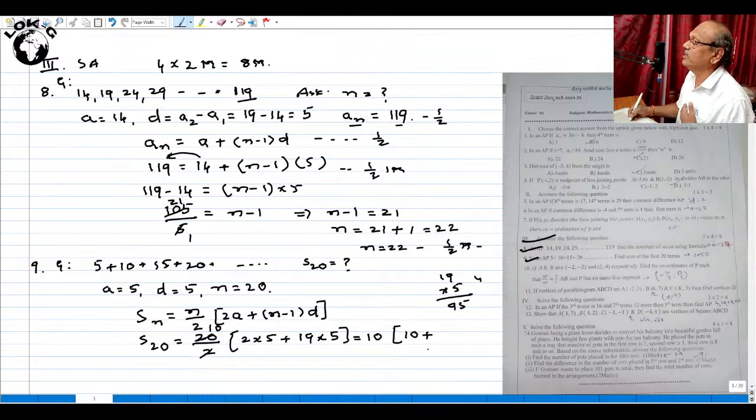If you do not know the table, you can immediately produce the answer and solve this. That is 10 into 95 plus 10, yes, 95 plus 10 is 105, into 10 is 1050. Your answer must be 1050. That is the third problem.